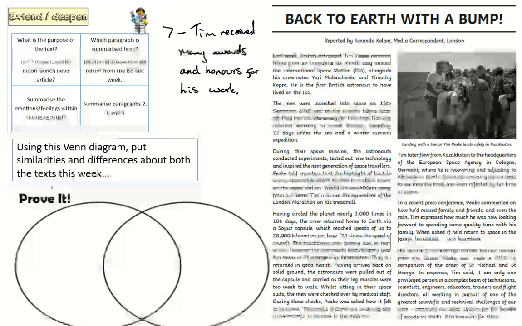Your little prove it down here. Use the Venn diagram. Put some notes on similarities and differences about both of the texts this week. I won't flip between texts now, but you can have a look at both texts. They're both on the classroom. And you've kind of got to fill in the Venn.